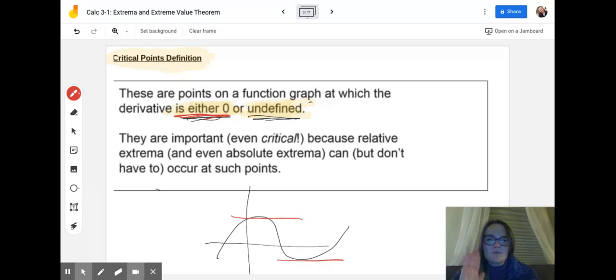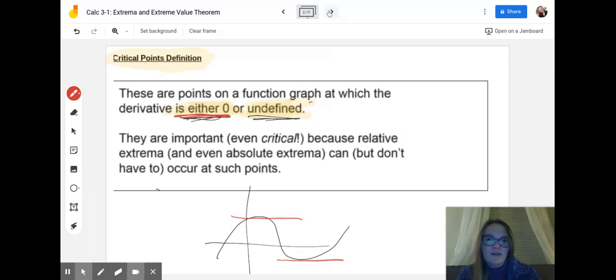Let me make this statement for you. When you have a max or minimum, the derivative is always 0 or undefined there. But not every time that the derivative is 0 or undefined do we have a max or min. So it doesn't go backwards. It isn't an if and only if statement. The reason these are important is that relative extrema don't necessarily have to happen where the derivative is equal to 0 or undefined, but anytime I do have a relative max or min, the derivative is 0 or it is undefined.